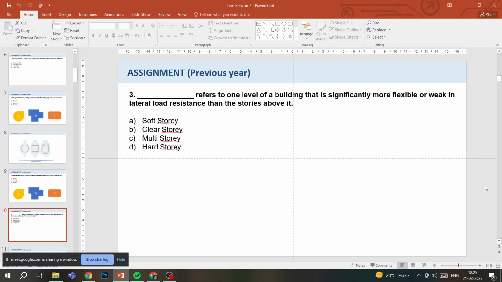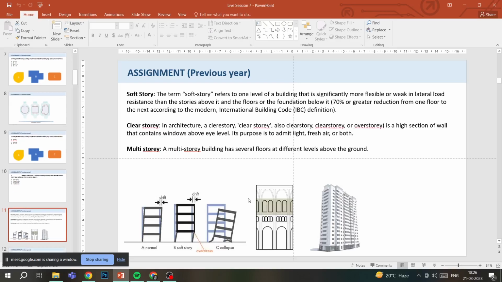Dash refers to one level of a building that is significantly more flexible or weak in lateral load resistance than the stories above it. So we have four options: soft story, clear story, multi-story and hard story. The question is asking which one refers to one level of a building that is significantly more flexible or weak in lateral load resistance. We'll go forward with all these four terms and then we will answer this question. That would be easier.